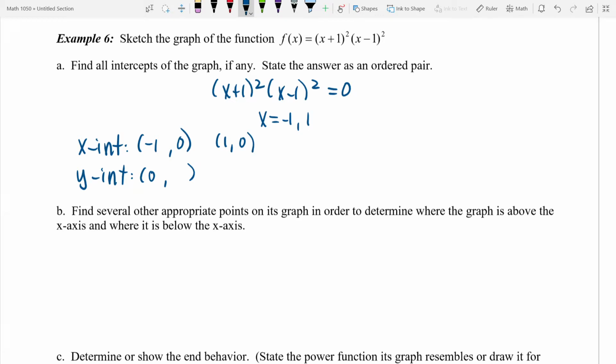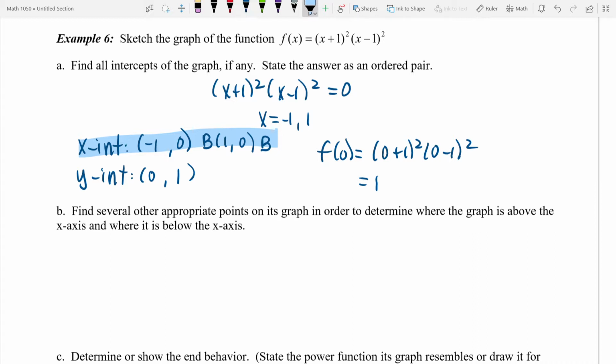Does the -1 bounce or cross? It bounces because your exponent is even. Talk to me about the (1, 0). It also bounces. Good. Okay, so those are your x-intercepts. To find the y-intercept, let x be 0. So everybody go f of 0 is equal to (0 + 1) squared times (0 - 1) squared, and I know that's a 1. So I'm going to go (0, 1), highlight it, and I'm good.